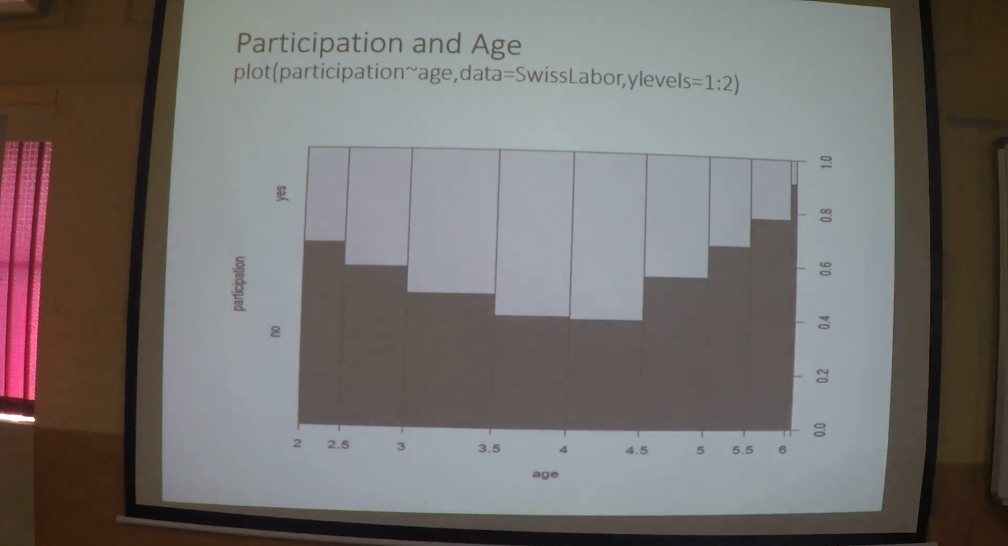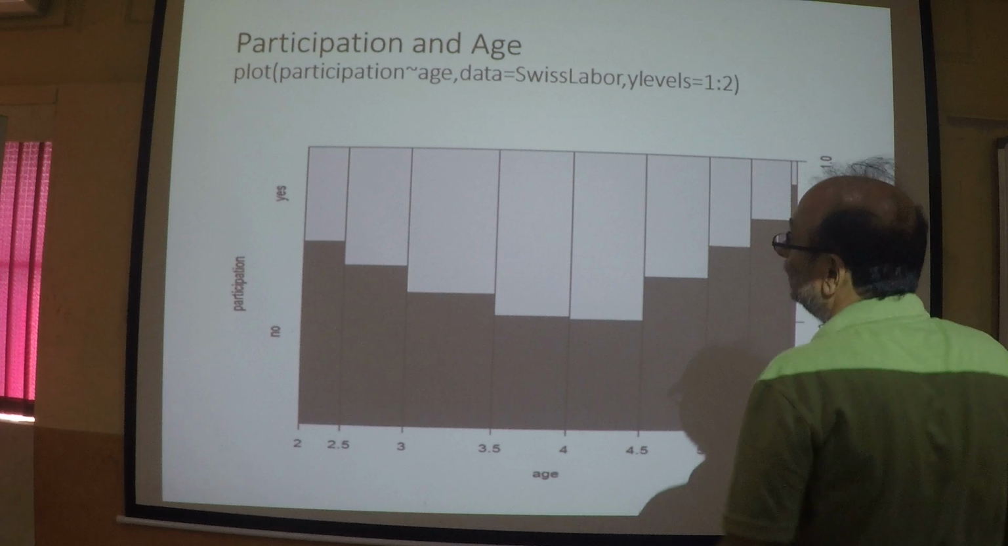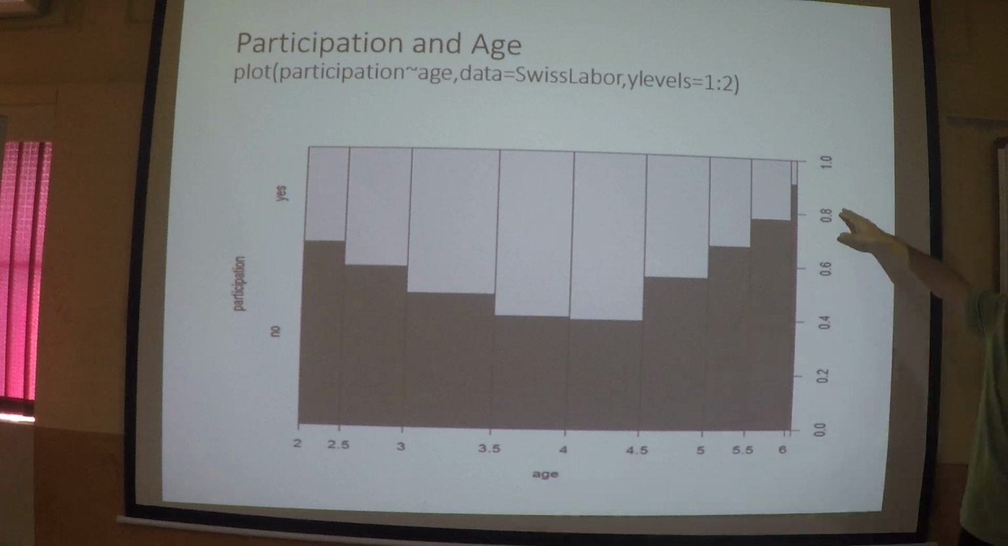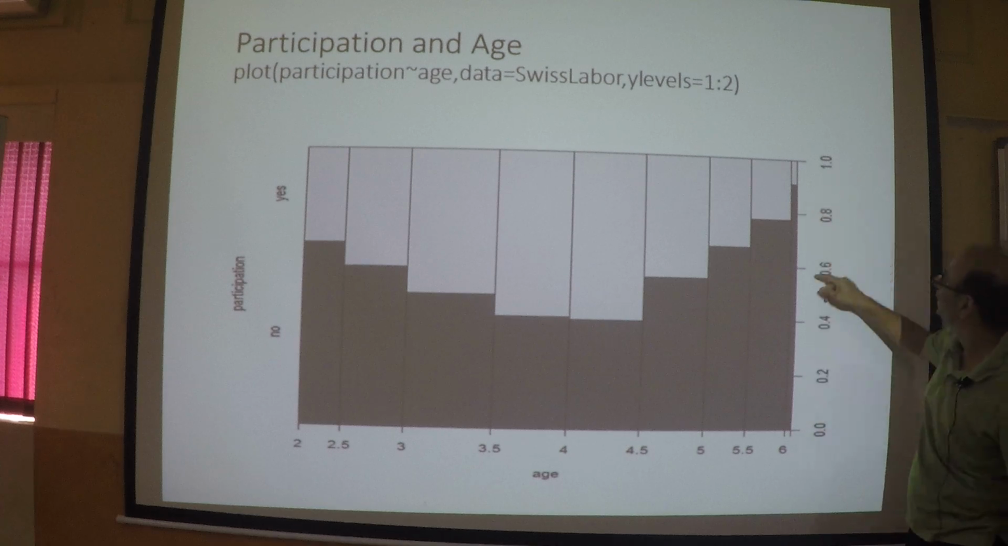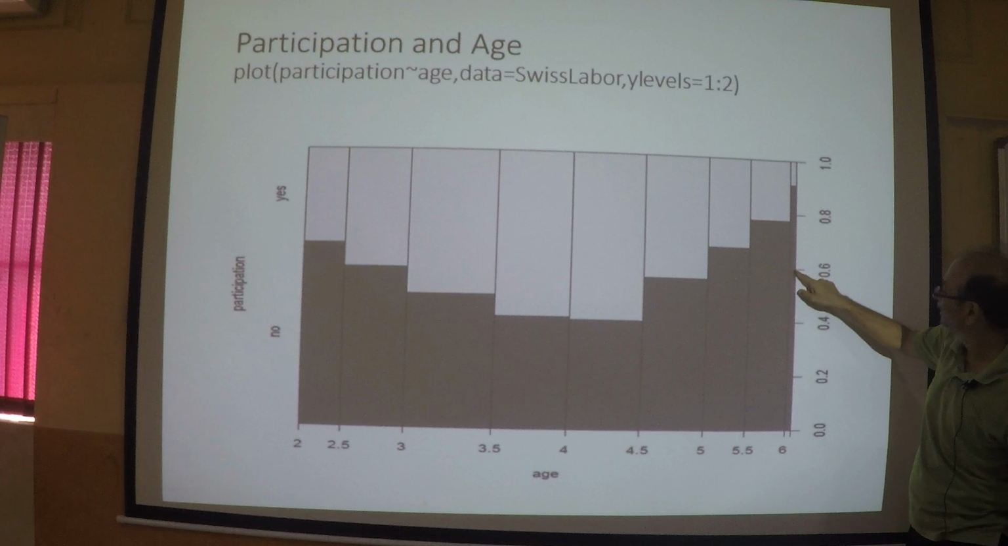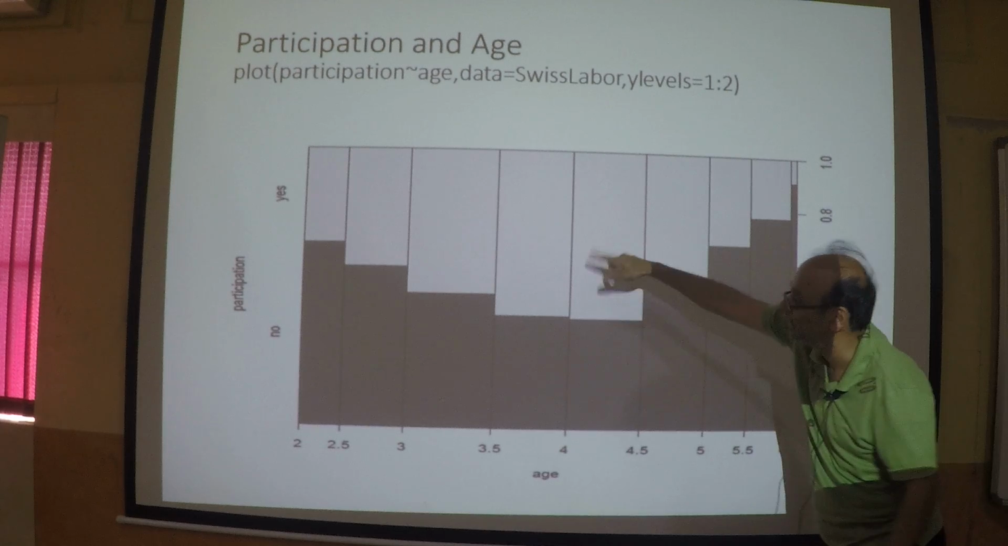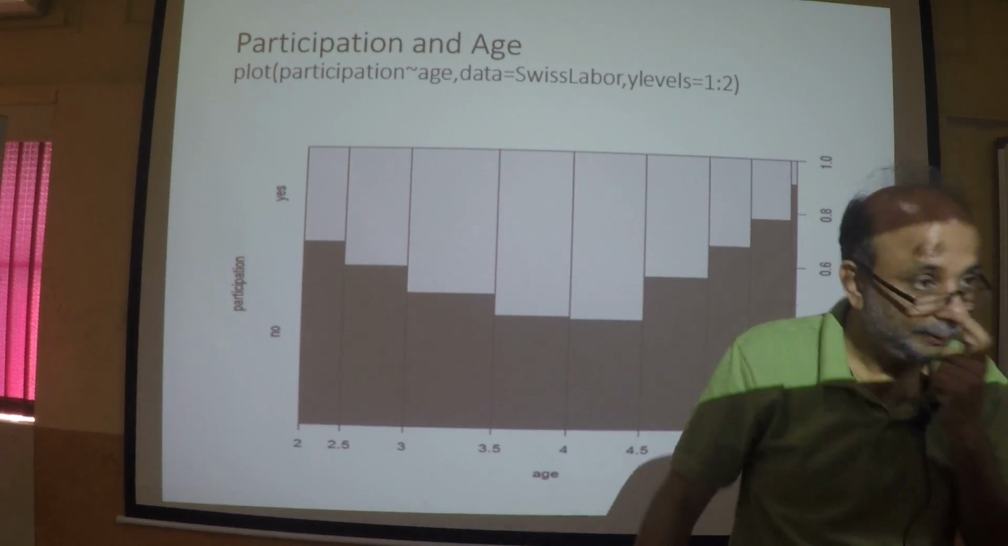What is the scale, 0 to 1? That is the fraction, so this would be 1 to 0. This is just a proportion of people. So how do you read this? For example, this would stand for about 60%. So it tells you how to read these heights.